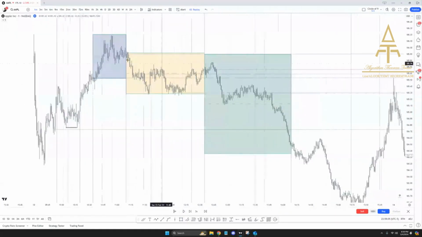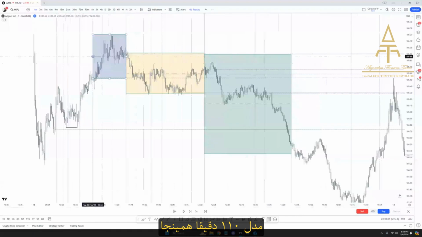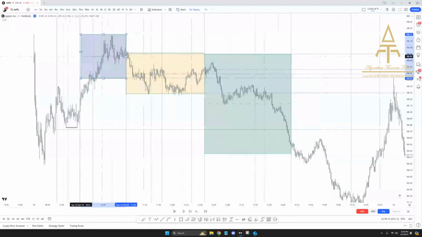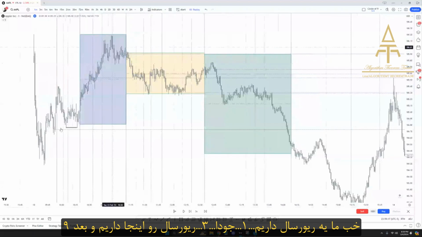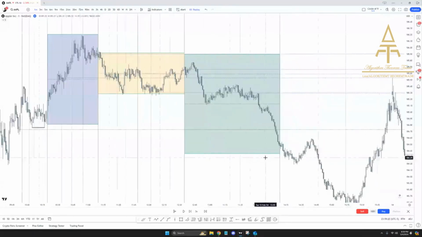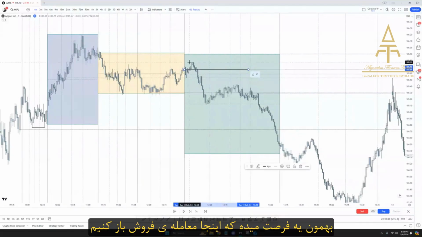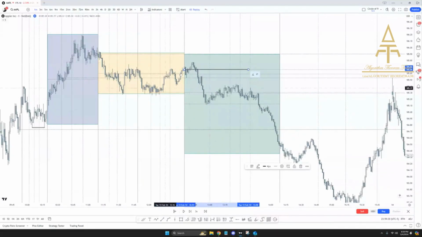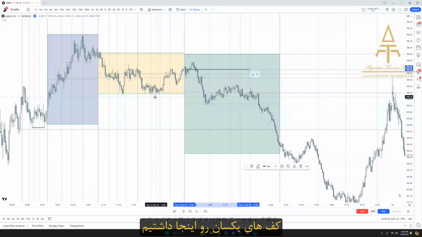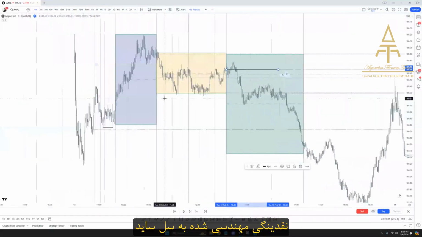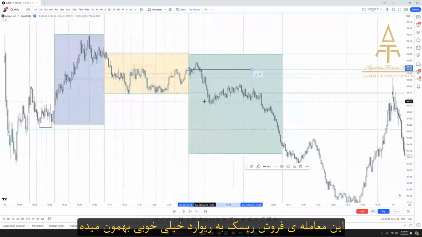You see that now. Model 110 right here, model 1001, and model 11 over here. So we see a reversal, 1, Judas, 3, reversal here, and then 9. Again, it's the same story. Opening price goes in a premium, gives you a chance to short here. Why? Relative equal lows here, equal lows over here, engineered sell side. It's a pretty good risk to reward for shorting.